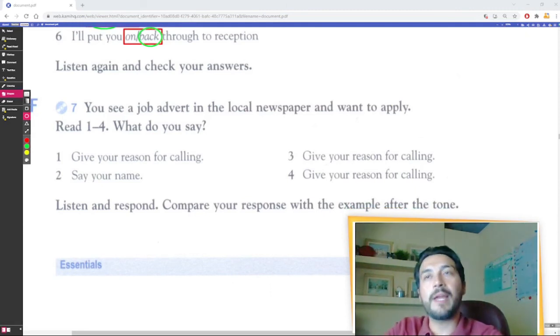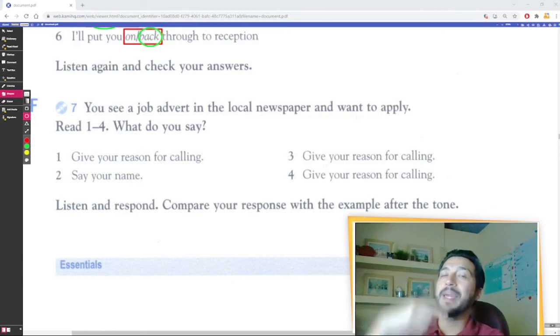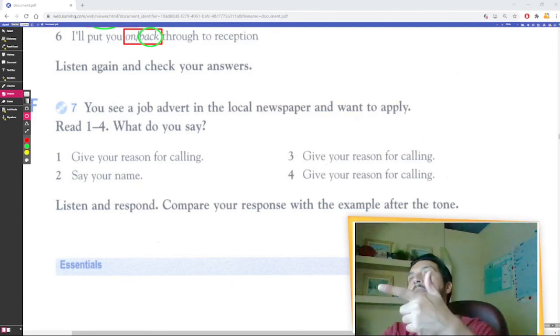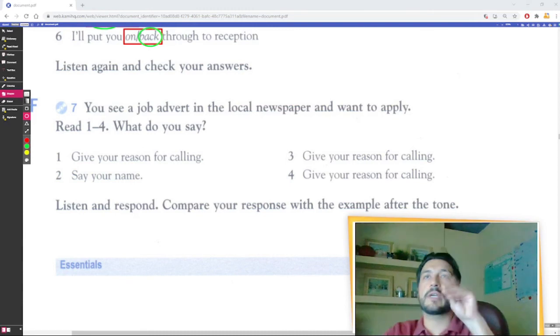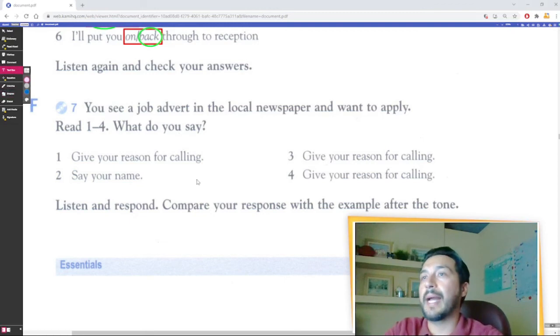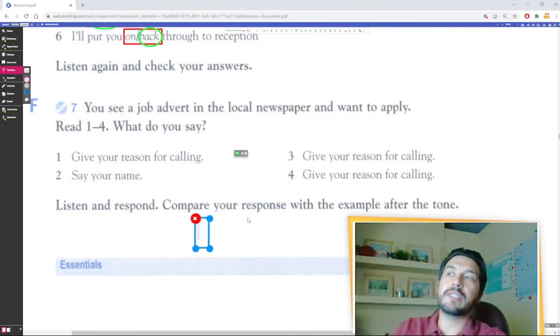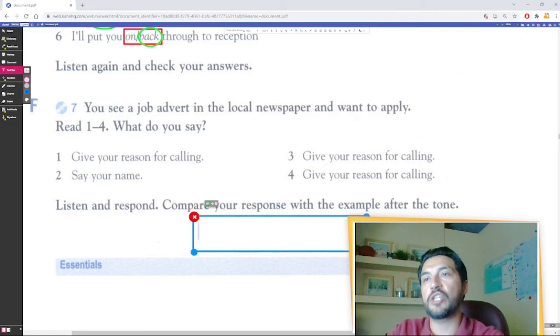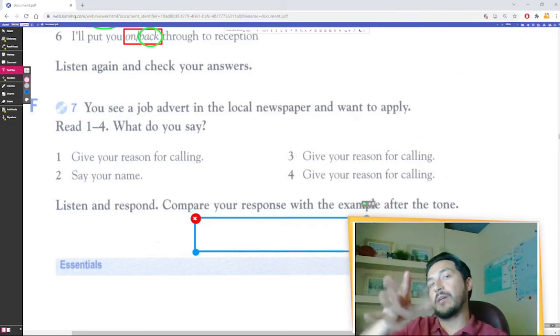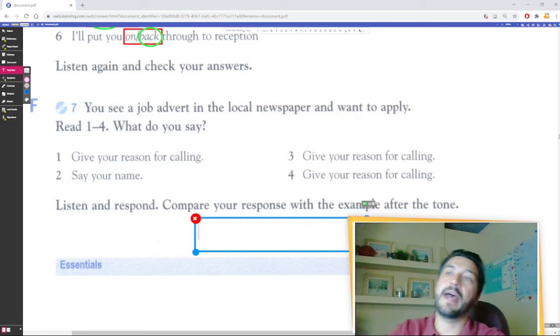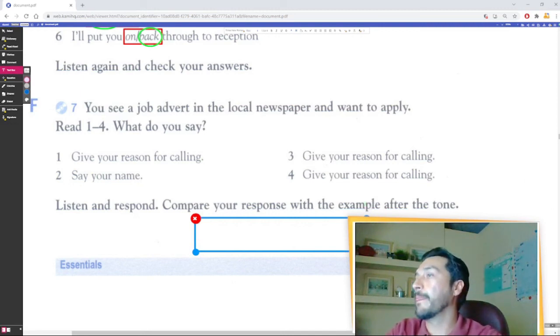All right, we're gonna play the audio. Remember, you participate after the beep. If you want, organize your ideas in writing. So we're gonna do it in writing, and I'm also gonna do it orally. So listen and check out my answers. Listen and respond. And then there's an example after the tone. Make sure your answer is similar to the answer that we have after the tone. Okay? Listen.